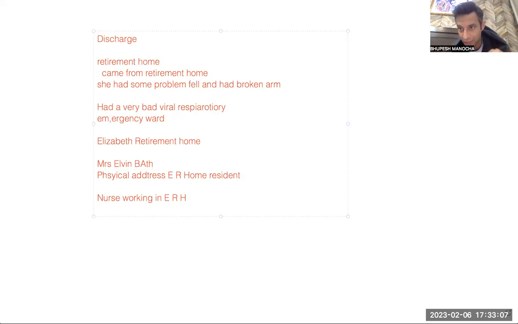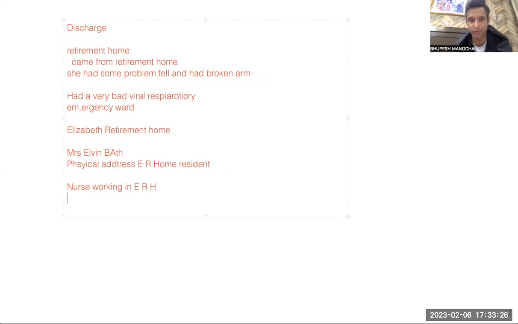She came to hospital due to viral infection or something. Now she is better. So obviously after getting better, she will return back to her home. But her home is a residential home. So she will go back to her retirement home. There would be a nurse in the retirement home that has to provide the follow-up care. So now it is all simple for me.